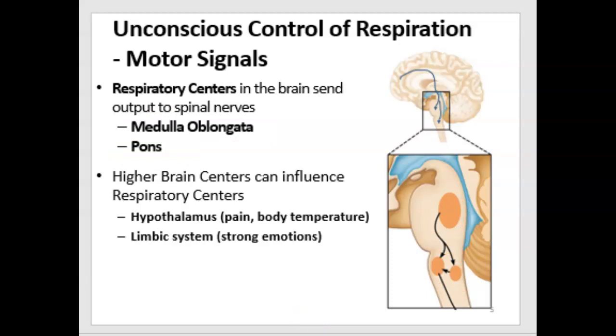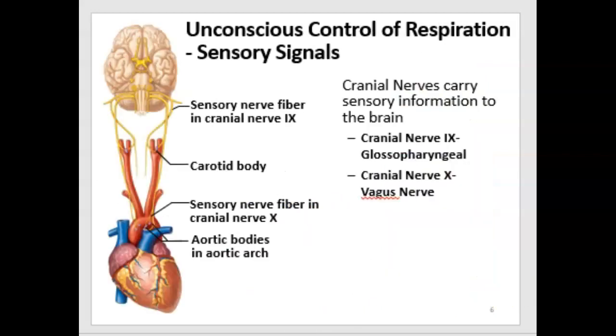Now, our breathing rate can change without our conscious input. So there must be some sensory signals sent to this respiratory center in the medulla oblongata. Things like, what's the oxygenation level of our blood? Is there some sort of airway obstruction? Do we need to cough? Do we need to sneeze? So let's now look at the sensory signals that send information up to these respiratory centers in the medulla oblongata.